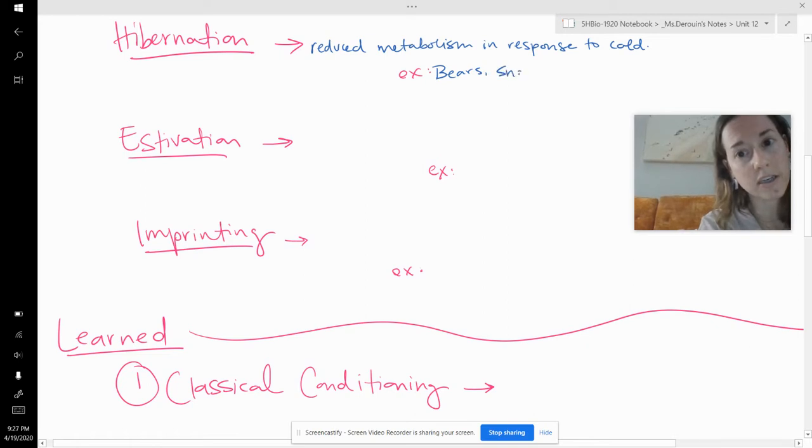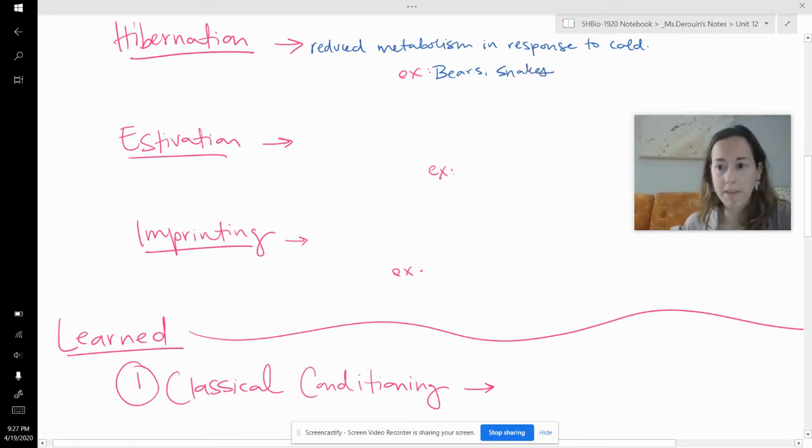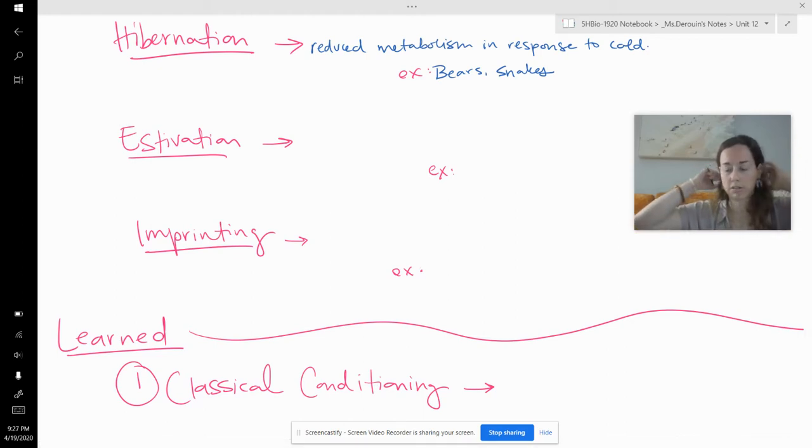Some animals that hibernate are, of course, bears, and some snakes, which is why you don't see snakes in the winter. Right about this time, you might have heard it's starting to be snake season, so if you're out gardening in your yard, you have to be a little more aware of the possibility that there could be snakes because they're starting to come out as it's getting warmer. There are tons more examples too that you can research.